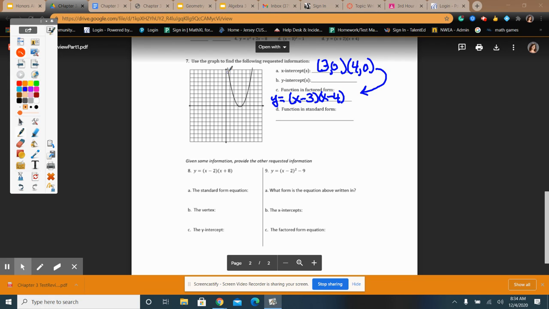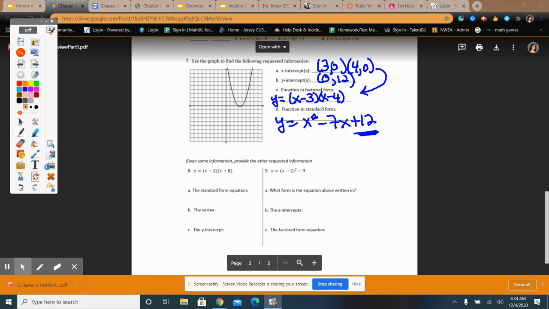Now, unfortunately, I cannot see the y-intercept. I might be able to guess and try to figure it out, but I don't have to do that because if I know the standard form, I know the y-intercept. And since I know factored form, I can now find the standard form by just multiplying: x squared minus 4x minus 3x, that's minus 7x plus 12. And now I can clearly see the y-intercept is going to be at 0, 12.